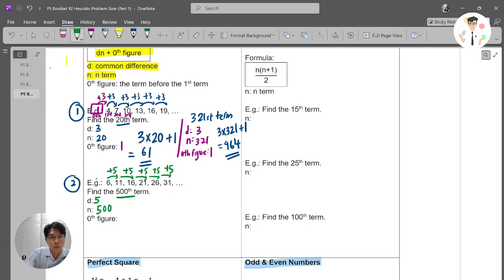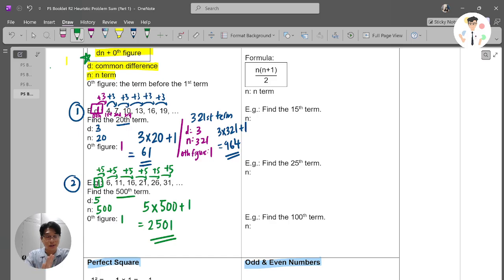Zero figure. If I were to have a number in front of 6, what would that number be? In this case, because I'm plus 5, it will be 1. Okay, so it is coincidental that this is 1, this is 1. It's not always 1. Now, again, the formula is here. D times n plus zero figure. So d is what? 5. What is my n? 500. What is my zero figure? 1. So it will be 5 times 500, 2500, and plus 1, 2501. That will be basically the 500th term.